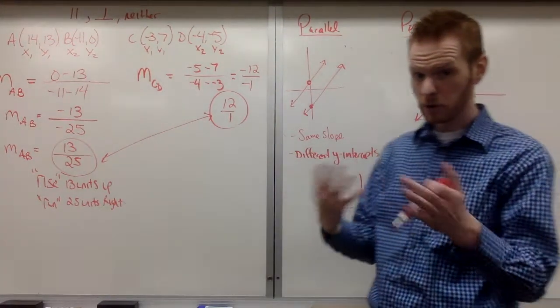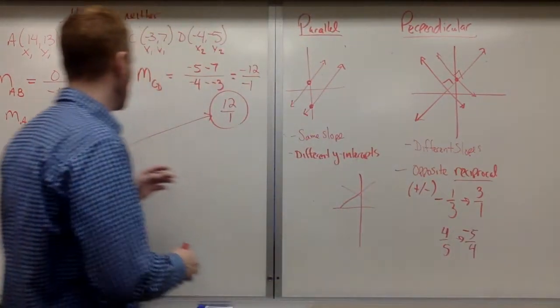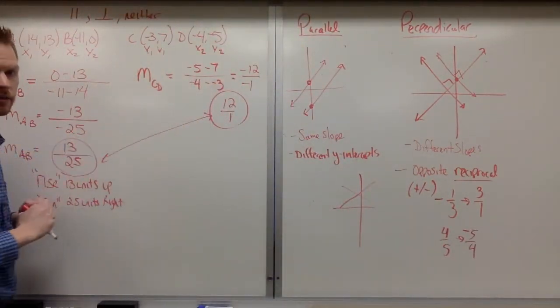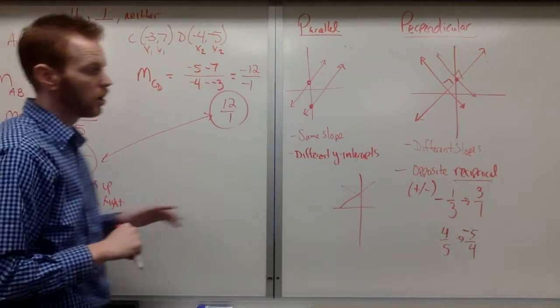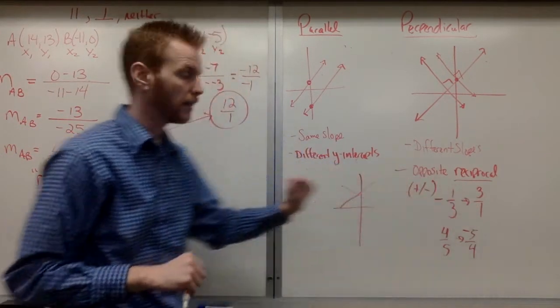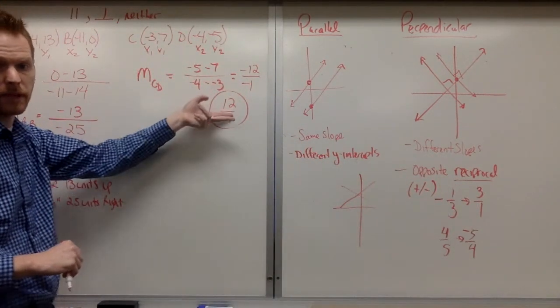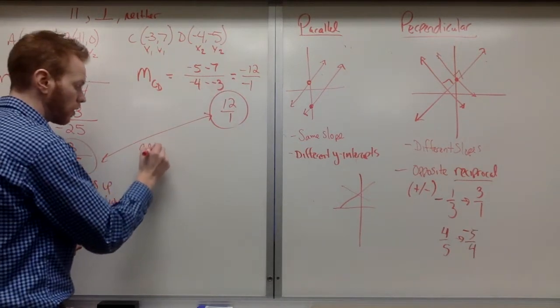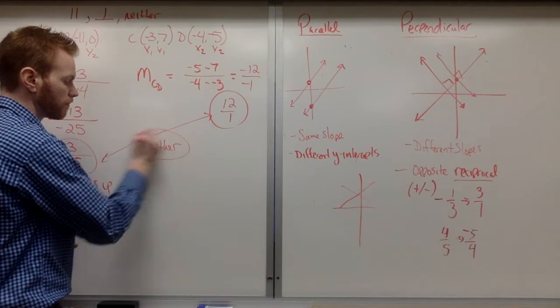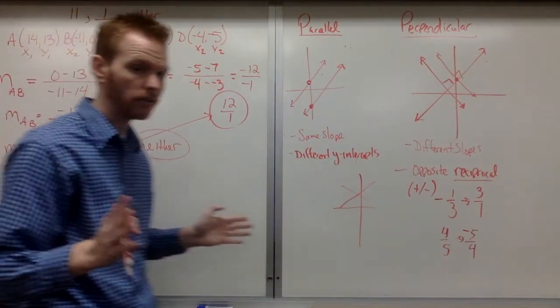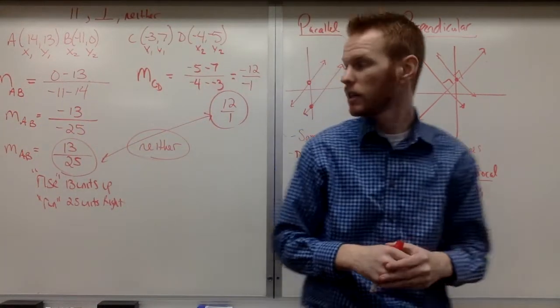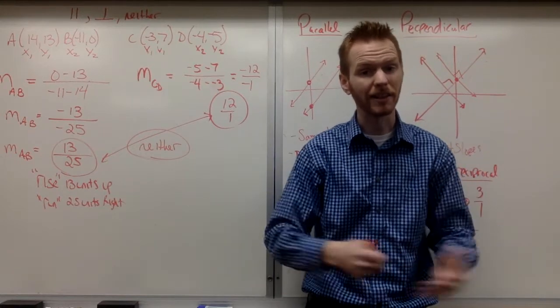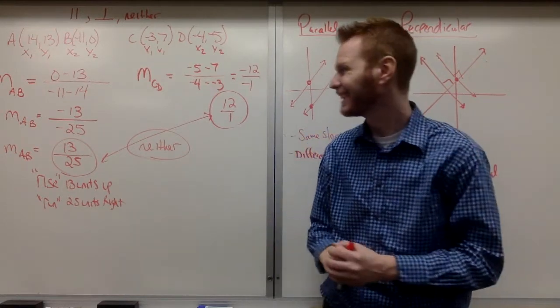All right. Let's break the word down. Opposites. Is one positive and one negative? No. Are they reciprocals? Meaning, if I take this number and flip it, do I get this number? No. So therefore, it's neither. These guys are not parallel. They're not perpendicular. They're just intersecting lines. That's all they are. Okay.